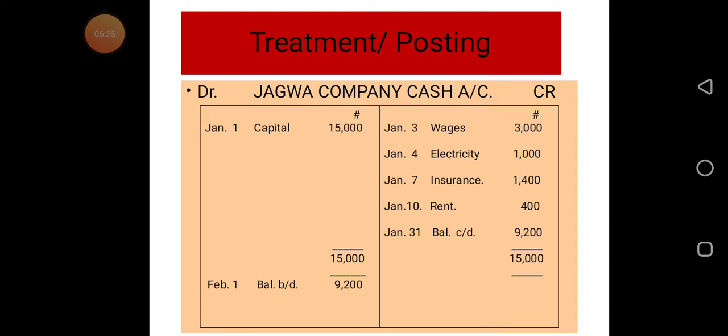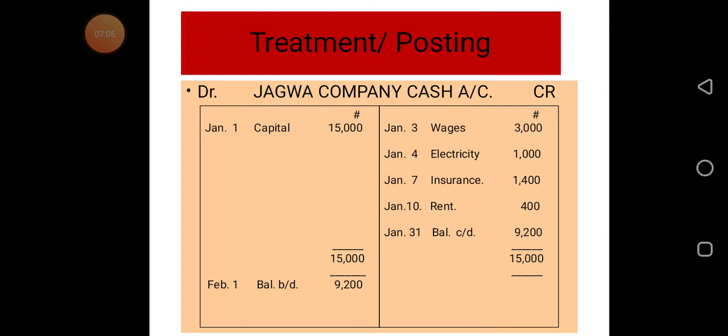How? When you add wages, electricity, insurance, and rent together, you have to subtract it from the 15,000 naira capital. What will remain in the hand of Jaguar is 9,200. So by the time you sum up everything, on the credit side you have 15,000, then on the debit side you just carry the value down. Then we see February 1st balance brought down. This shows that for the next period, which is February, Jaguar Company will have in its hand 9,200 naira to begin expenses again for the next period.